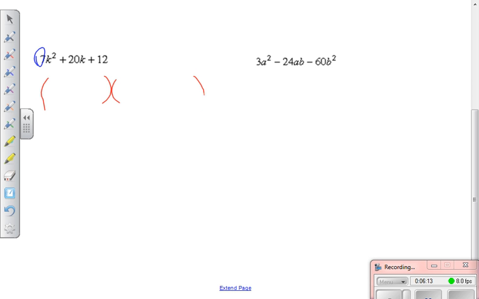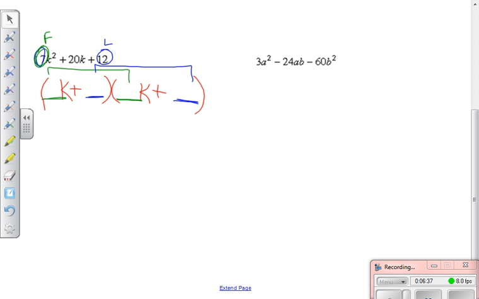Well, nothing initially changes. Plus plus, both plus, a k in each one, a k in each one. The only thing that's going to change now is that those two numbers as the first terms have to make 7. These two numbers as the last terms have to make 12. And by a combination of the two, outside and inside, we have to make 20.